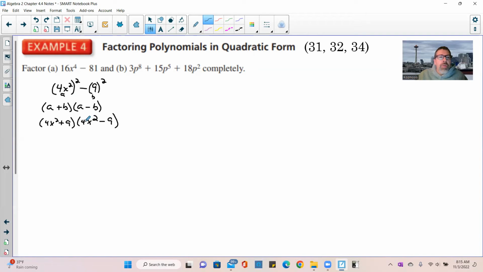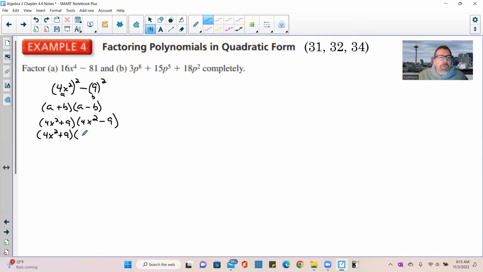So is this a perfect square? Is this and is this? And the answer is yes, and there's a minus sign. So it's a difference of perfect squares within the factors of a difference of perfect squares. So sometimes you have to do it twice. So this 4x squared plus 9 is done being factored. 4 won't go into 9. There's no such thing as a sum of squares.